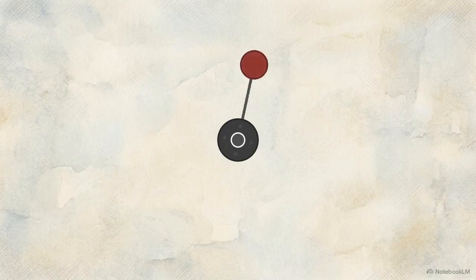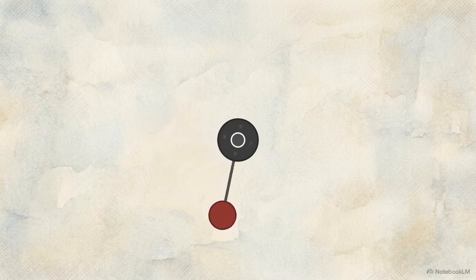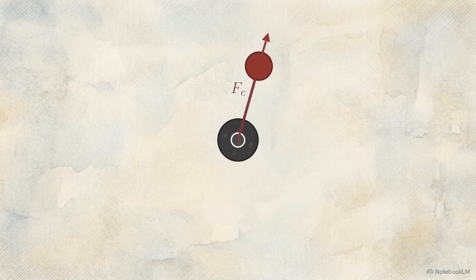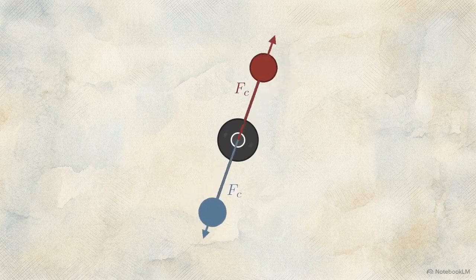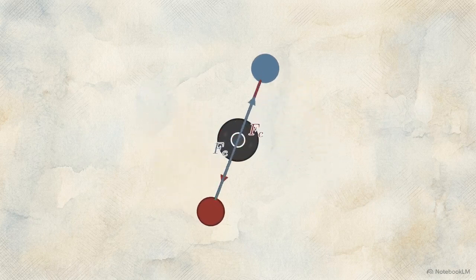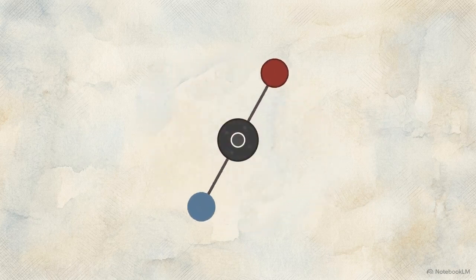We begin with a system suffering from a single offset mass, indicated here in red. As the shaft spins, it generates a single outward centrifugal vector. The simplest solution is to attach a secondary mass of equal weight, exactly 180 degrees opposite the first. Because the masses are equal and directly opposed, their centrifugal force vectors are now perfectly equal and opposite. They cancel each other out right at the center axis, leaving the shaft completely neutral.